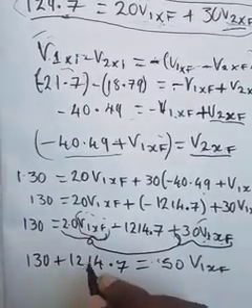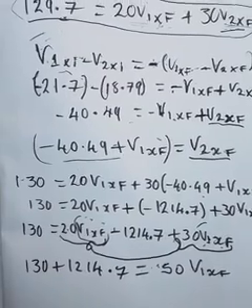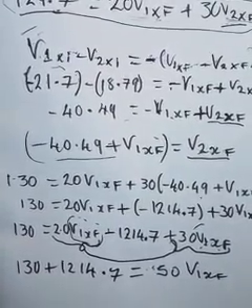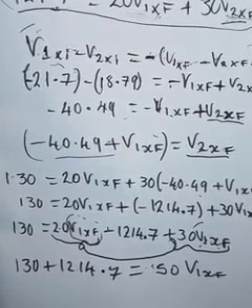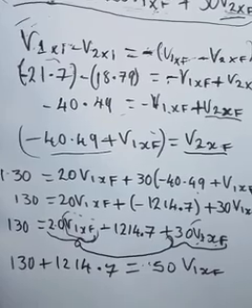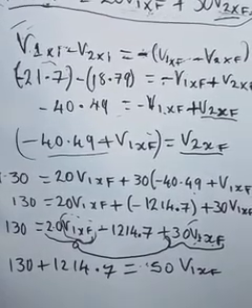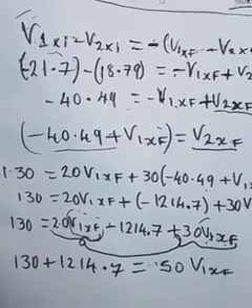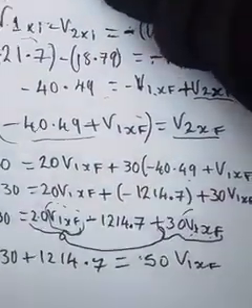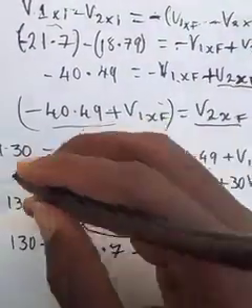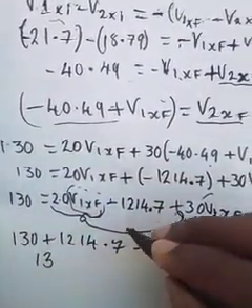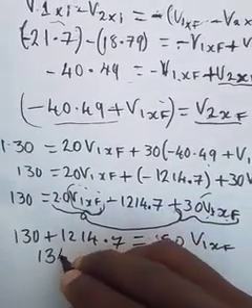Sum up these now. What are you going to get when you say 130 plus 1214.7, then divide by 50? Okay, let me just write it. I want to punch everything at once and just write the final answer. Now some of you get confused. Where did you get that one from? How did you come up with this? Should I show you everything?